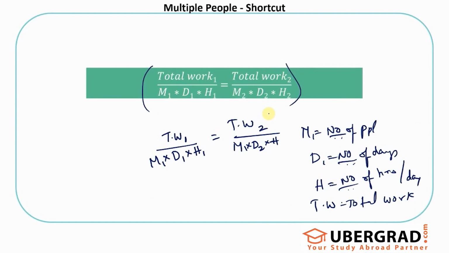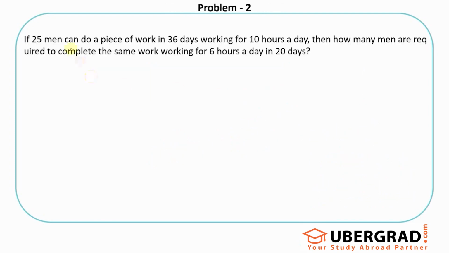Let's look at questions. So let's look at this. 25 men can do a piece of work in 36 days working for 10 hours. Here I have given some information on hours. Then how many men are required to complete the same work? So it's the same work, that means total work 1 is the same as total work 2, right? So number of people, 25 men. How many days? 36 days.